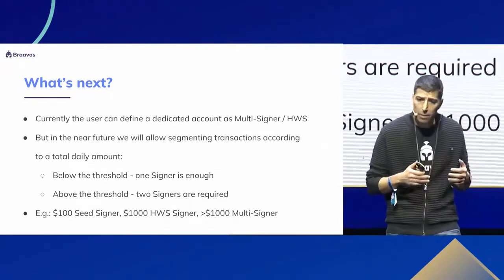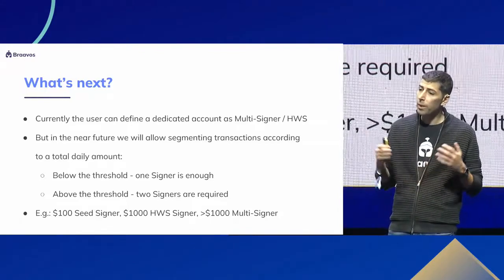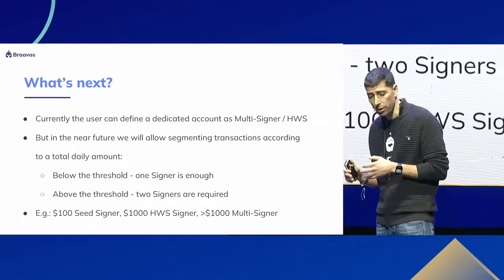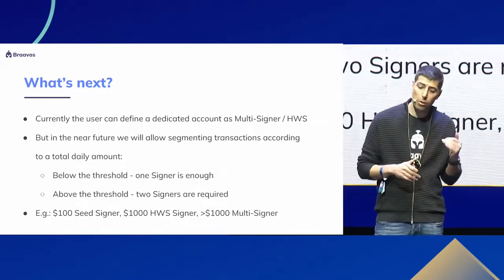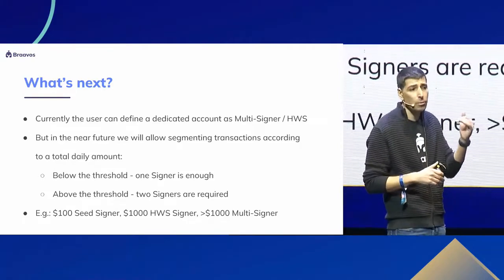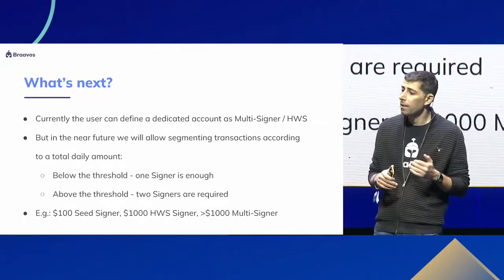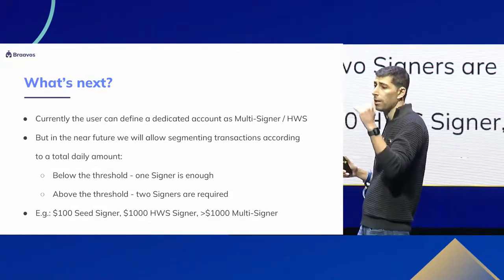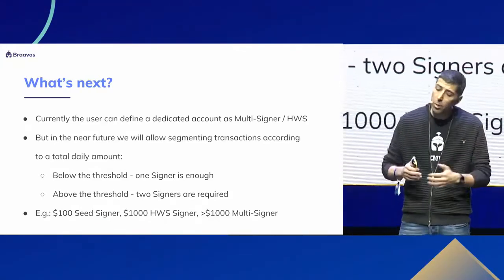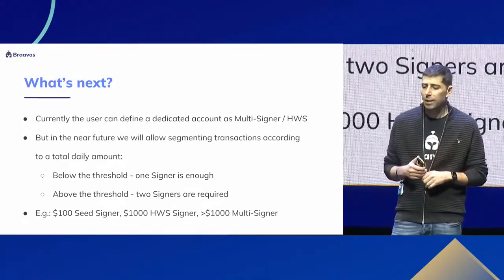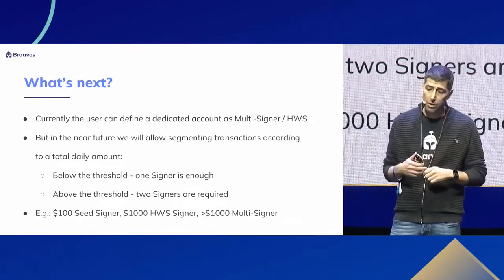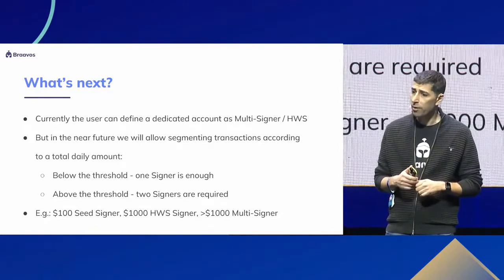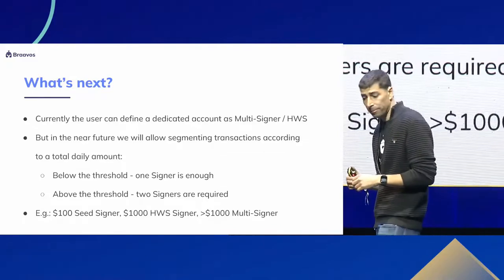In many cases, it will be much more reasonable to do that not per account, but per transaction or per daily accumulated transaction. So users can define a threshold and can say, oh, up to $100, I'm willing to sign with any signer. Between $100 to $1,000, I want the hardware signer. Above $1,000, I want the multi-signer because this amount is something that I want to feel more secure on.